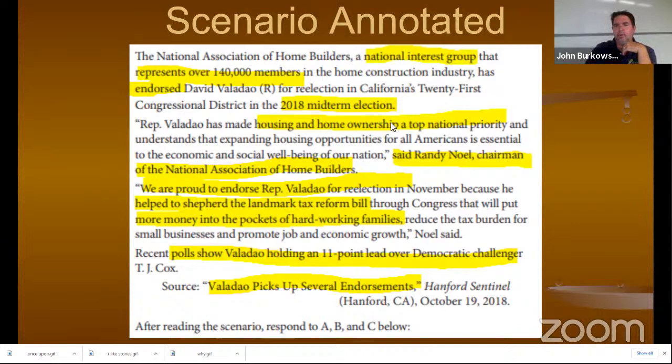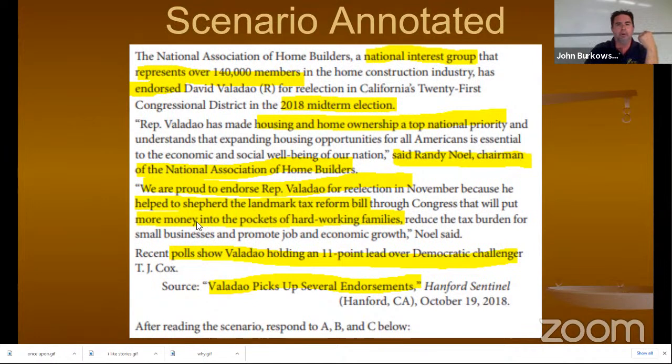Housing and home ownership, top national priority. That's what he's doing here. Randy Knoll, chairman of the National Association of Home Builders. So this is the top representative of this interest group. We are proud to endorse for re-election. So we're combining what's happening here. This topic sentence, topic paragraph. All right. Helped to shepherd landmark tax reform bill. Let's see what he's doing. More money into the pockets of hardworking families.